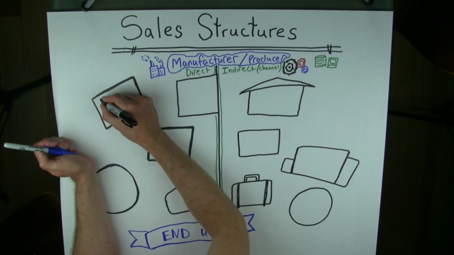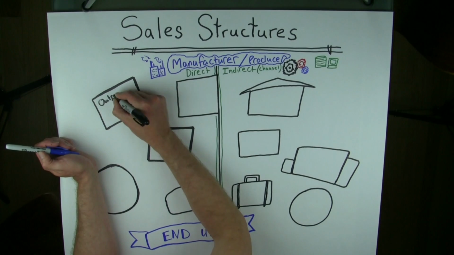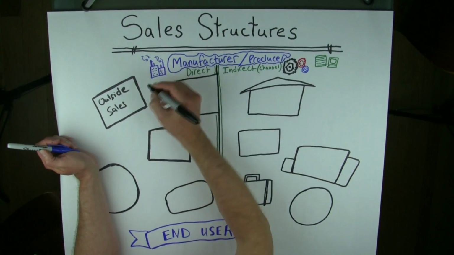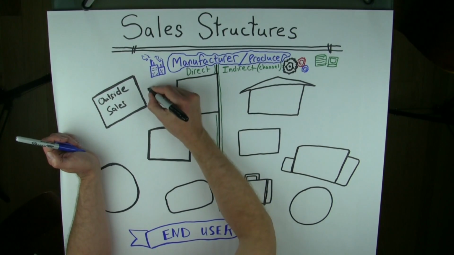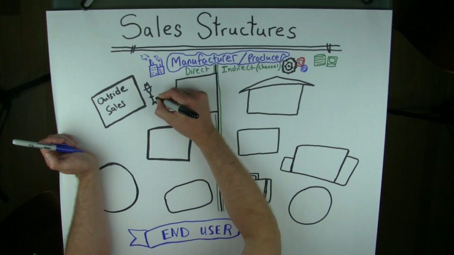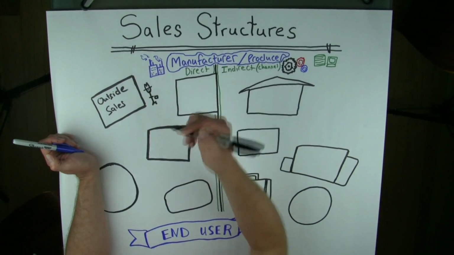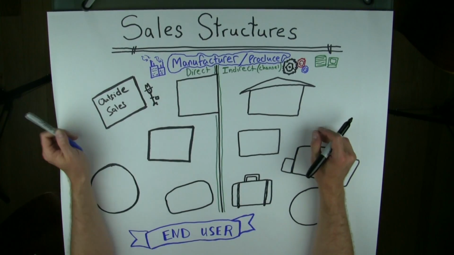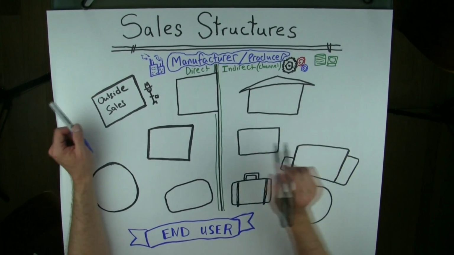What most people are familiar with, I should say, when they think about sales is outside sales. You've got your salesperson, always, of course, symbolized by your man in the hat and the little briefcase here. There's your salesperson out in the field, meeting with customers, doing presentations, getting on a plane, etc.